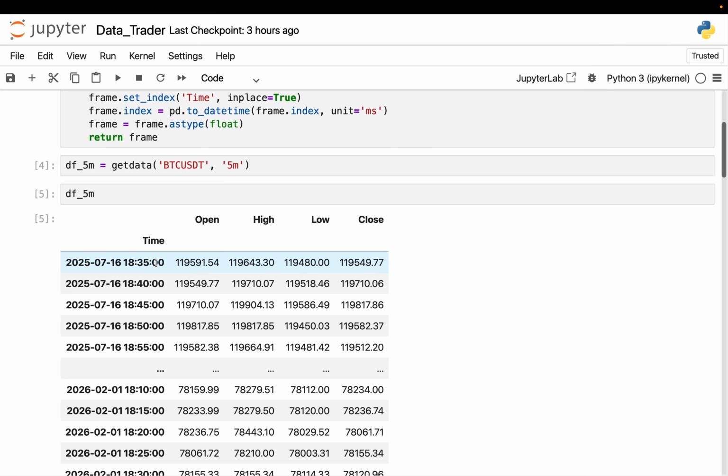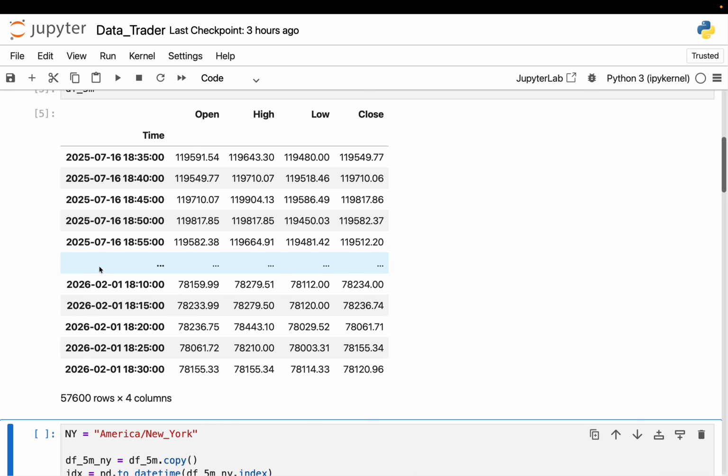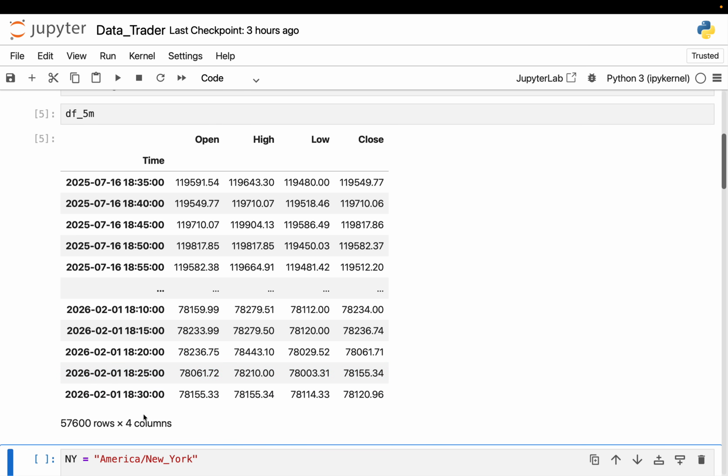And notice how high the Bitcoin price was back then. So mid of 2025, we got nearly 120K here compared to today, 78K. Sad times. But this is not what the video is about. So you got 57K rows here. So no wonder this is taking some time to pull from the API. Open, high, low, close data.